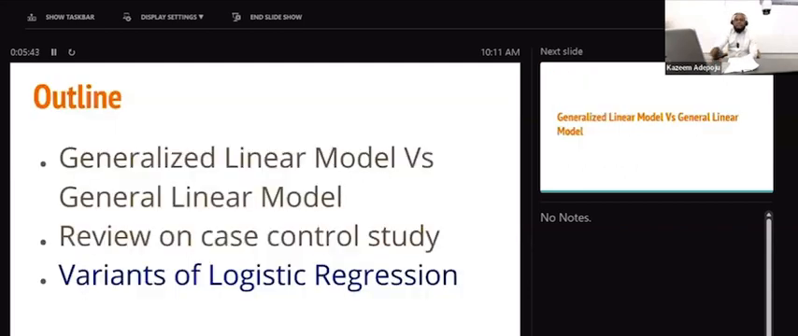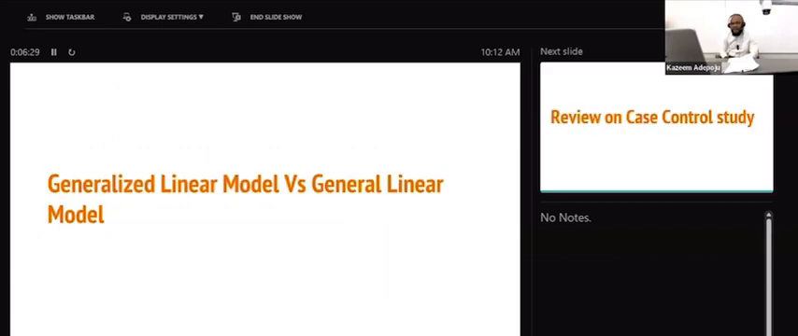Now, in the outline, I'm actually going to distinguish between generalized linear model and general linear model. They are not the same. Generalized linear model and general linear model, they are not the same. So I'm going to make a distinction between them today. I'm also going to review the case control study. Of course, the last lecture, we were not able to finish that. Then finally, I'm going to talk about the variance of logistic regression. Okay, so let's get started.